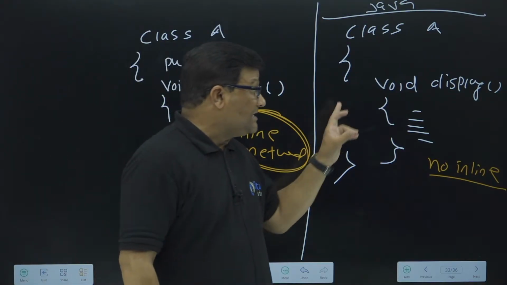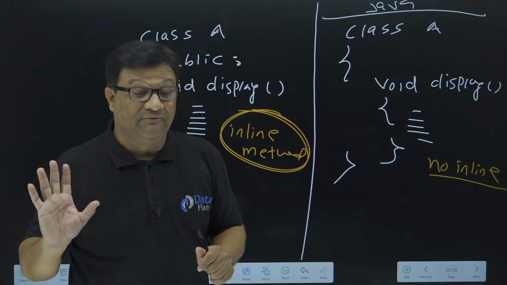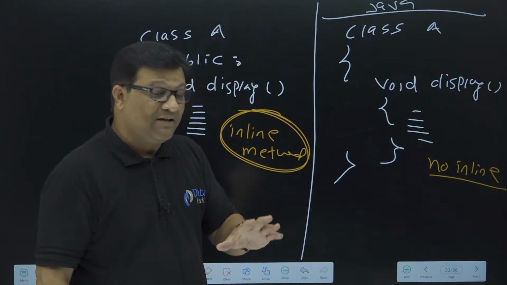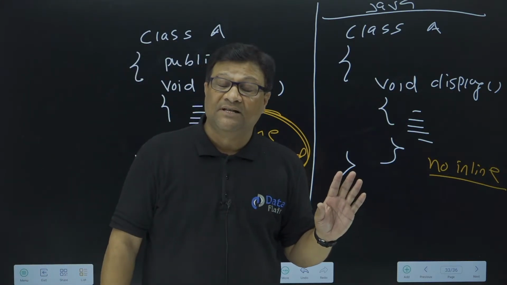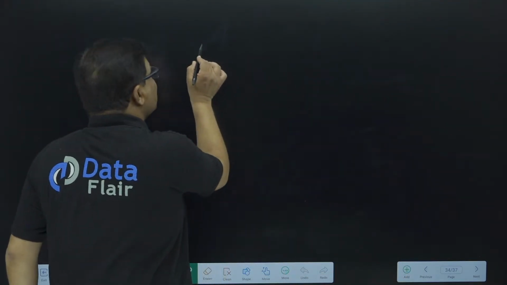So in Java, we have a method inside a class, but this method is not called an inline function. There is no inline concept in Java. There is no friend function concept in Java. There is no pointer in Java. There are no storage classes in Java.